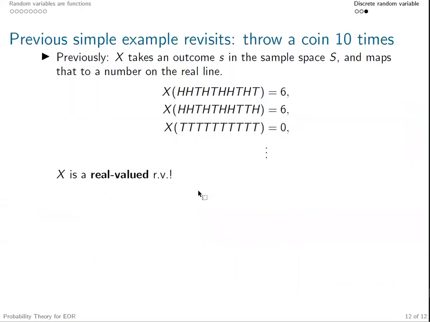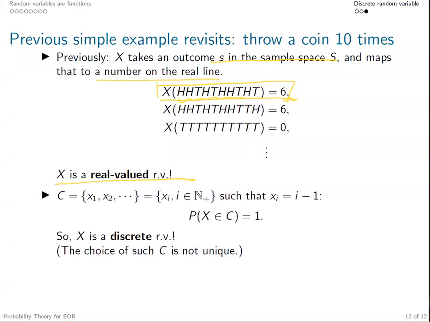So previously, we know X takes one outcome in the sample space and maps it to a number on the real line, right? So this is one specific example, mapping these outcomes to the number 6. And X is a real-valued random variable because it takes values from the real line.